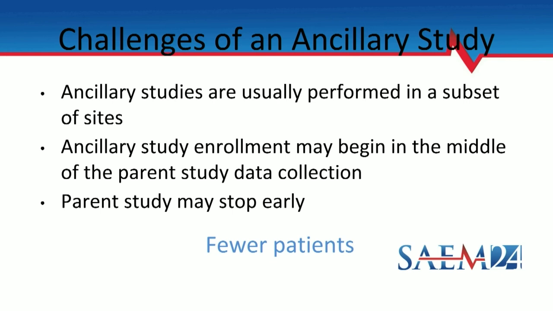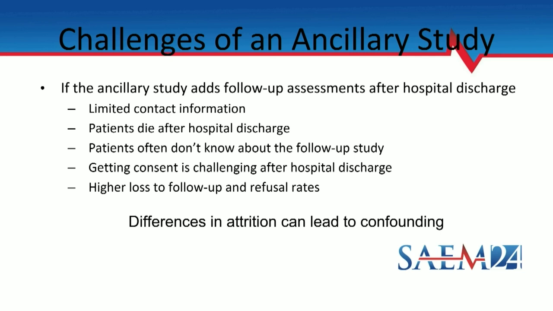Other challenges are that ancillary studies are usually performed in a subset of sites. So, Jonathan, how many SIREN sites are there? 50 enrolling, and he's only doing it in 12 sites. There are 30 plus sites for Violet and I only enrolled in 6. And ancillary study enrollment often begins in the middle of the parent study data collection. And the biggest thing is that parent studies may stop early, right? And you're kind of screwed in terms of sample size. That's what happened to both my studies. The studies were stopped early due to futility. As a result, you end up having fewer patients and lower power.